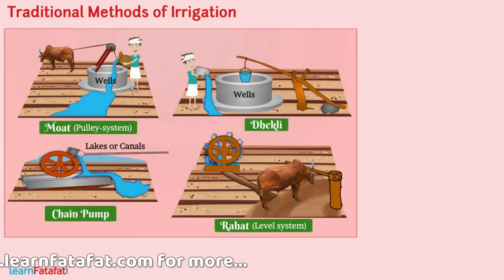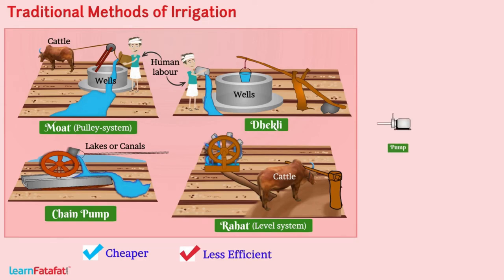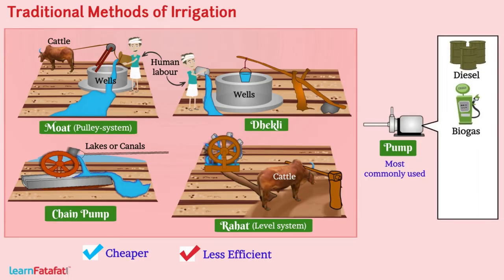These methods are based on cattle or human labor. Therefore, these are cheaper. However, these are less efficient. Of all traditional methods, pumps are most common. Pumps use diesel, biogas, electricity, or solar energy as fuel.